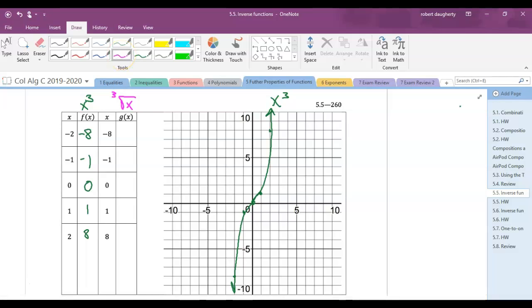Now, cube root of x. What's the cube root of -8? -2. Cube root of -1 is -1. Cube root of 0. Cube root of 1. Cube root of 8. Remember, x to the 1/3 was another one of our parent functions. It goes through (-8, -2), (-1, -1), (0, 0), (1, 1), and (8, 2). So remember what this function did was something like this. Let me do that a little bit better.